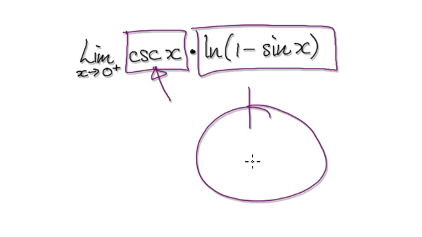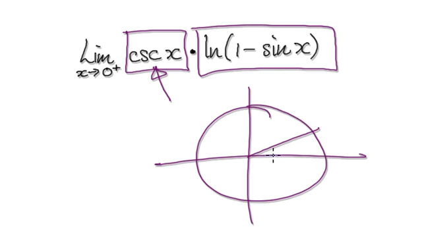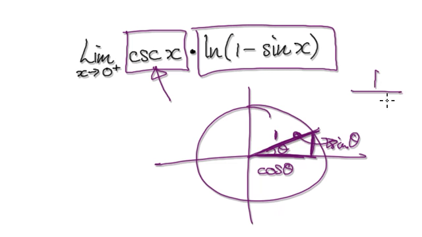Visualize this block as this. You've got a circle of radius 1, so the hypotenuse is 1. Let's say the angle here is theta. This here will be sine theta. This length here will be cos theta. So secant, cosecant will be this. Cosecant will be the hypotenuse over the opposite, which is sine theta. So cosecant is this thing here.